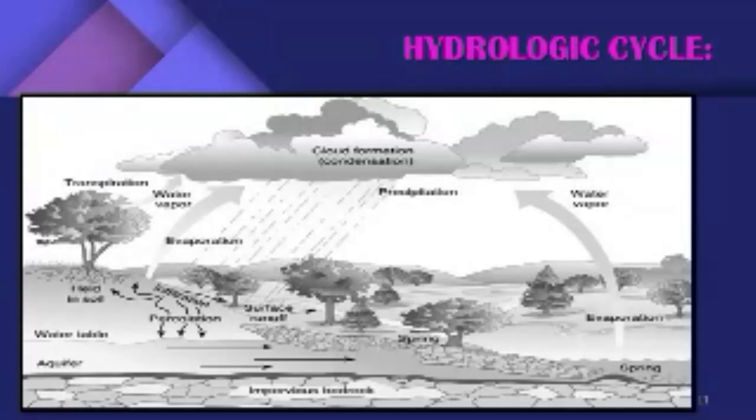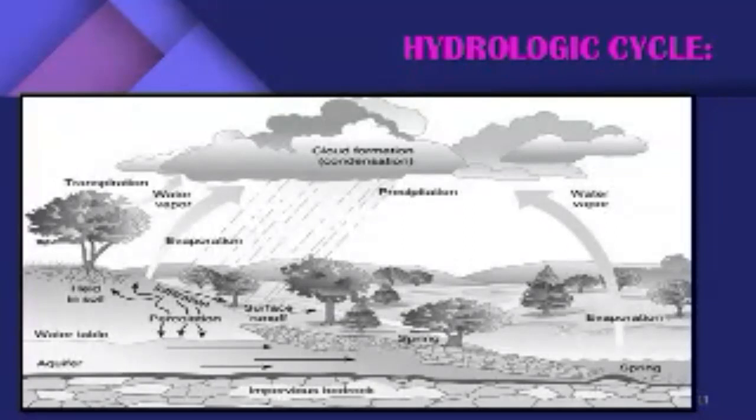Then move towards aquifer. Aquifer is a body of rock or sediment that holds groundwater. Aquifer basically is of two types: confined aquifers and unconfined aquifers. Confined aquifers have a layer of impenetrable rock or clay above them, but unconfined aquifers lie below a permeable layer of soil.